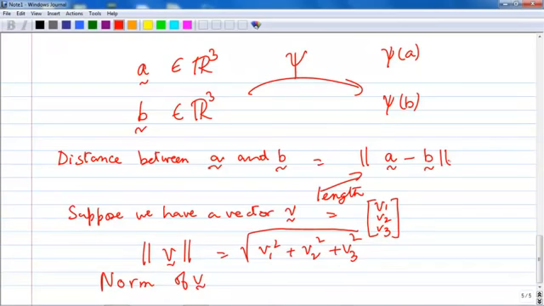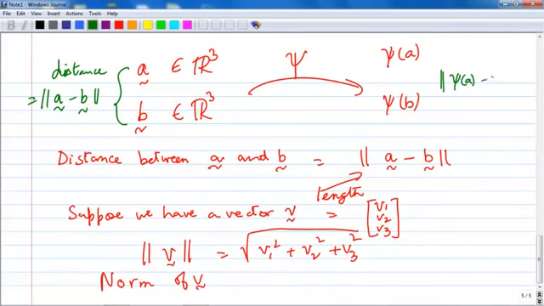Okay, so now let's use this notation here. So what's the distance here? The distance is going to be the norm of the difference between A and B. And what's the difference here? It's psi of A, the point A after the transformation, and psi of B, the point B after the transformation. And we take the length of this difference.